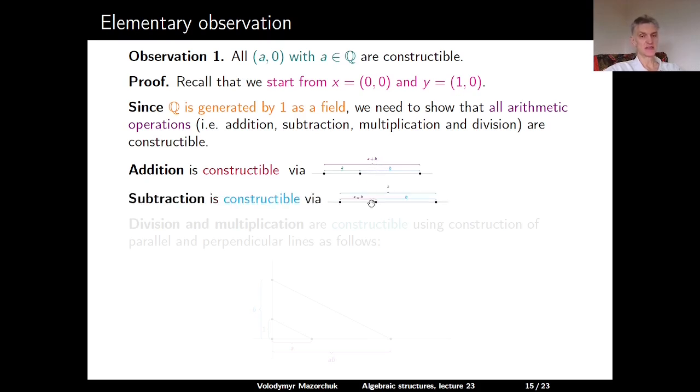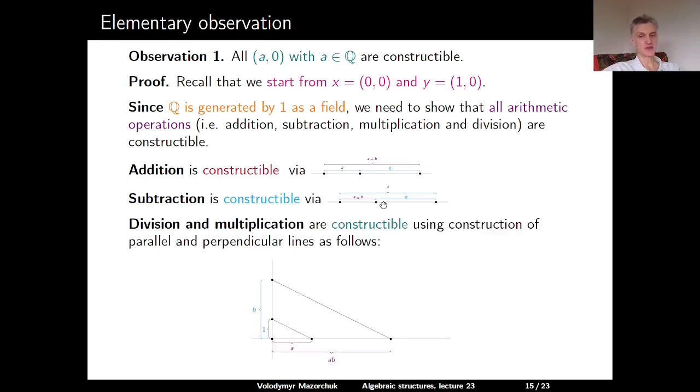Subtraction is constructible similarly, but we just draw those points in opposite directions. So if we have external points on the distance a, and then the points 2 and 3 in the distance b, then the distance between 1 and 2 is a minus b. Division and multiplication can be constructed using similar triangles.